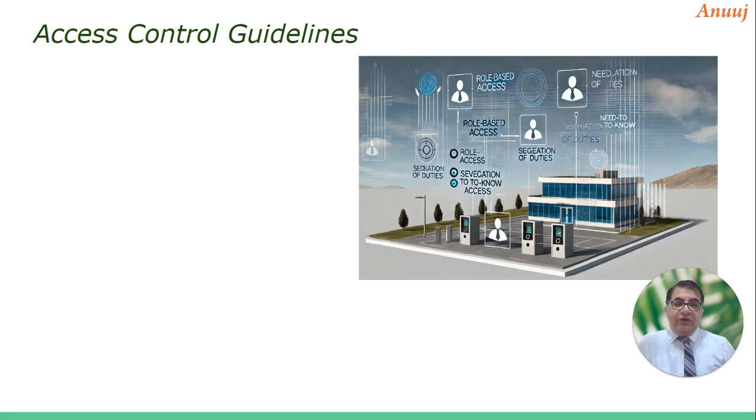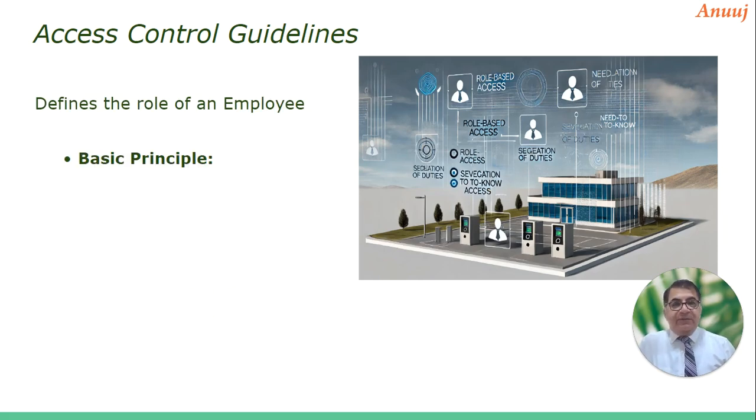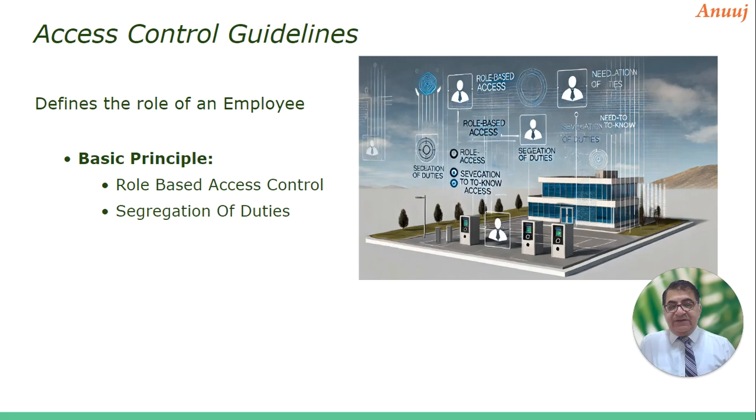What are the access control guidelines? Well, they actually end up defining the role of an employee in an organization. Important basic principles for them are: first, role-based access control; second, segregation of duties; and third, need to know access.